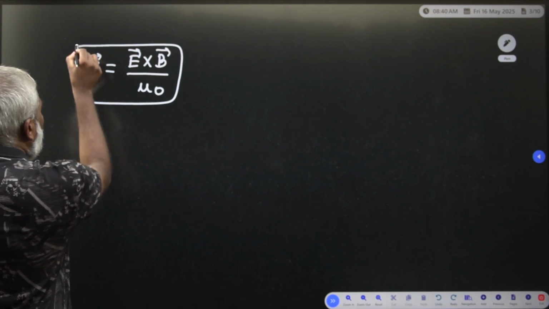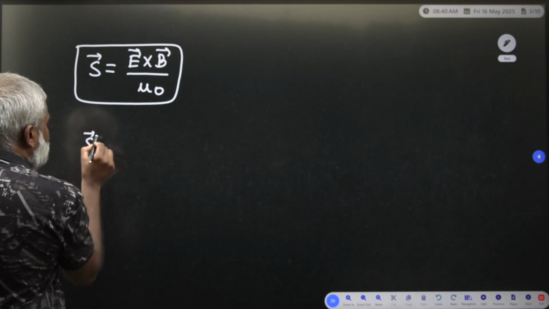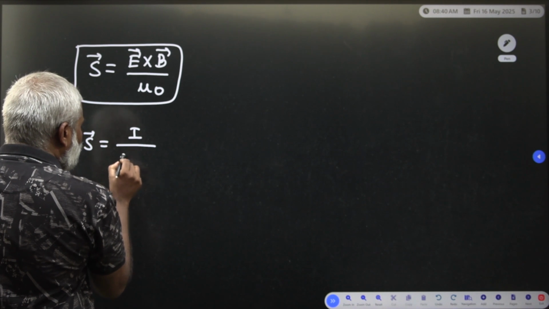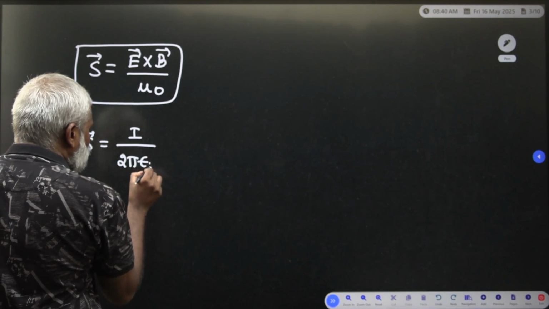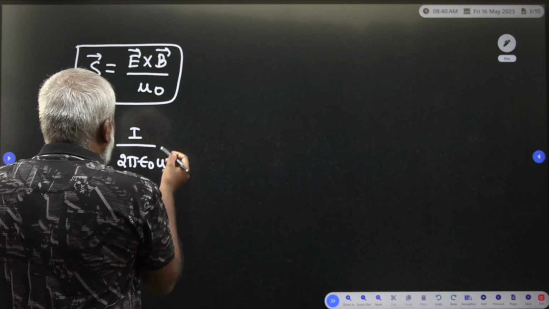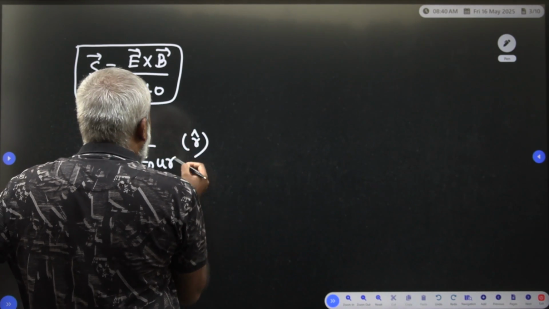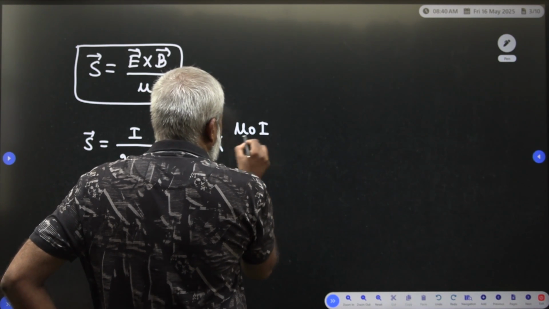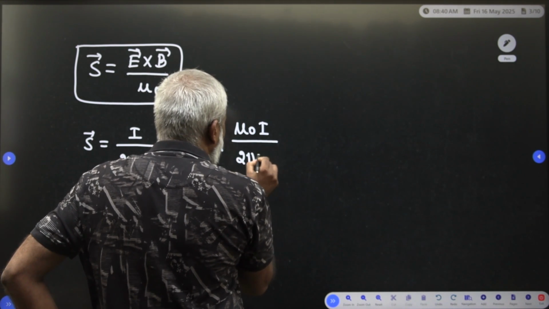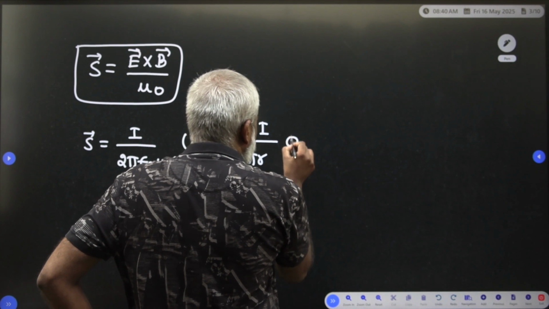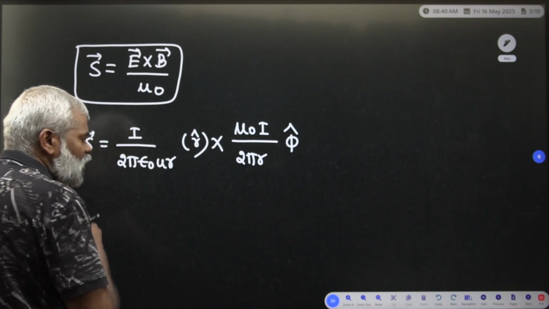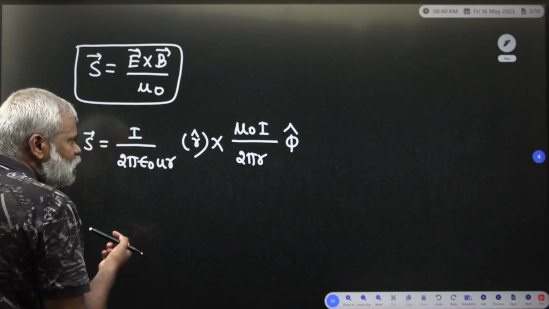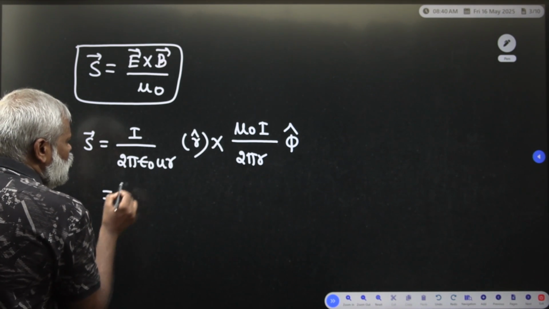This is the formula. But you know what your E is: I by 2 pi epsilon naught u r, in the r cap direction, cross, what is your B? Mu naught I divided by 2 pi r. In which direction is this B? Obviously, this is a proton passing wire, so it is in the phi cap direction. Clear? Now, you have to take mu naught.